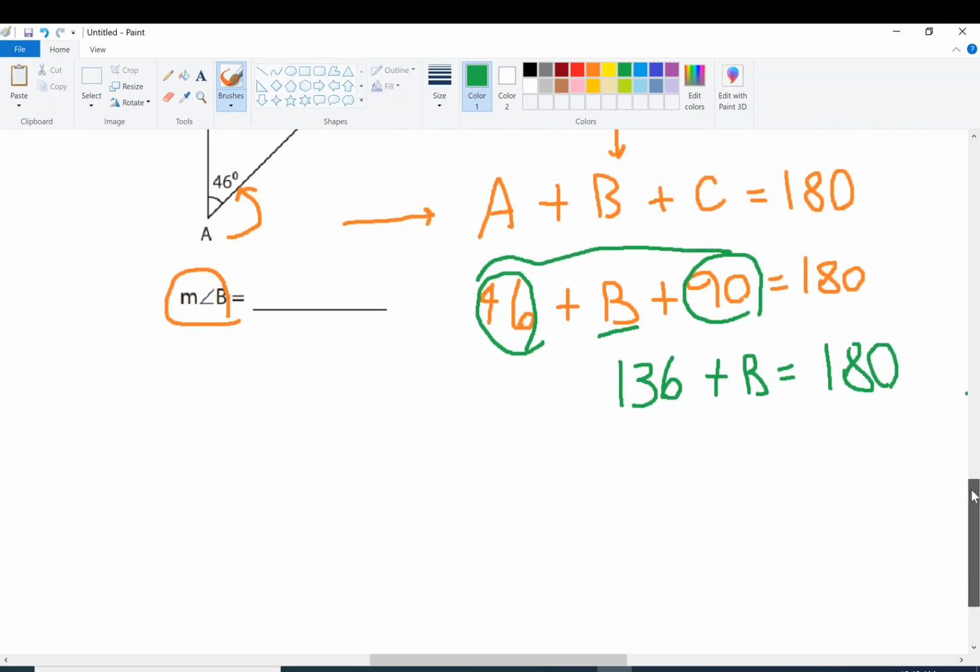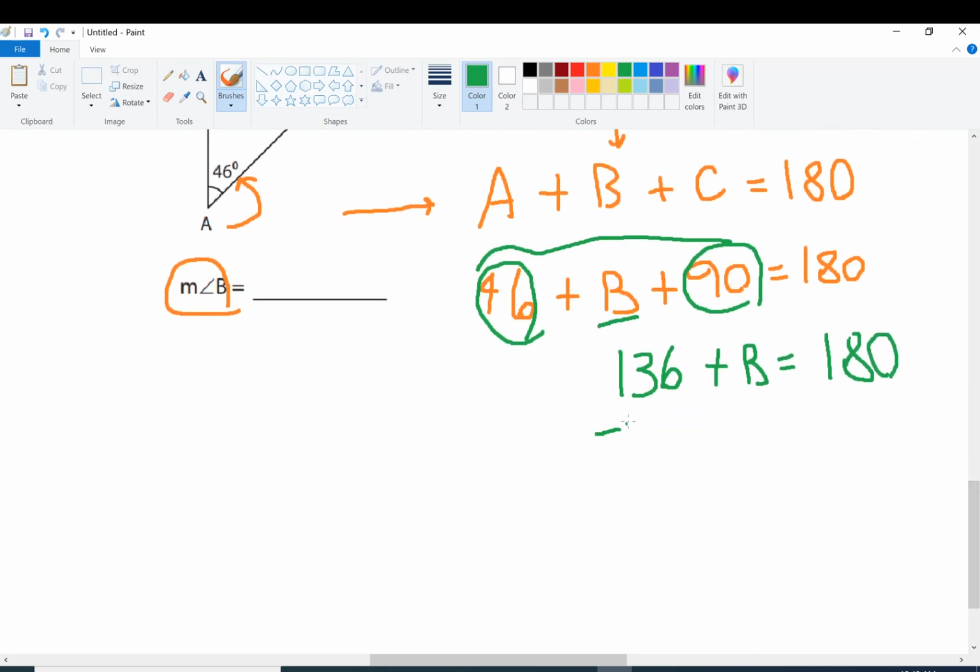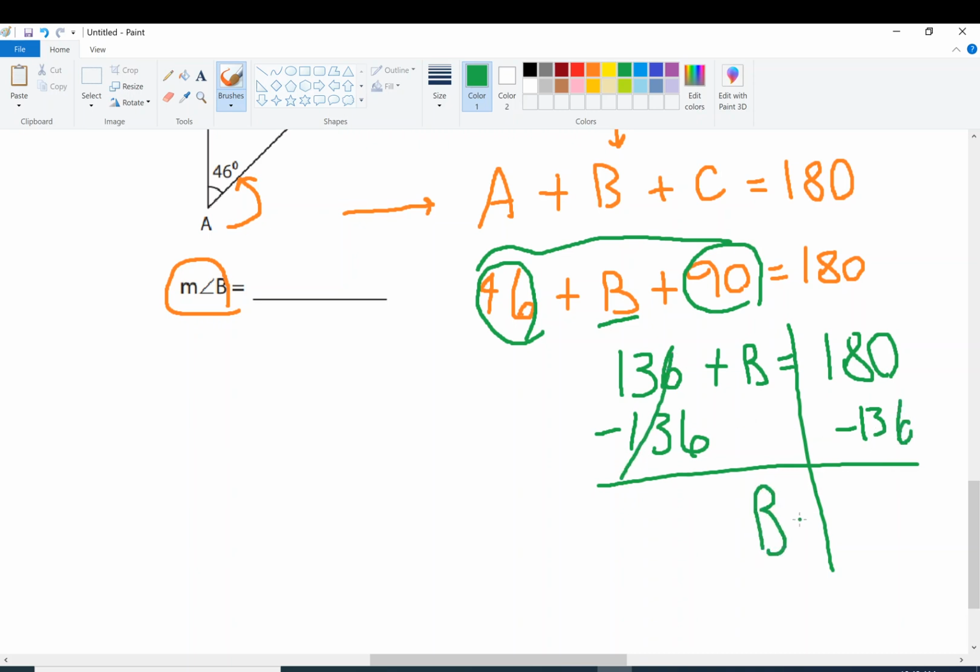Now, this looks like a problem I've solved before. I'm going to subtract 136 from both sides. I draw my lines here. Minus 136, that's going to go away. I bring down my B. 180 minus 136 is 44. So my missing angle degree there is going to be 44 degrees.